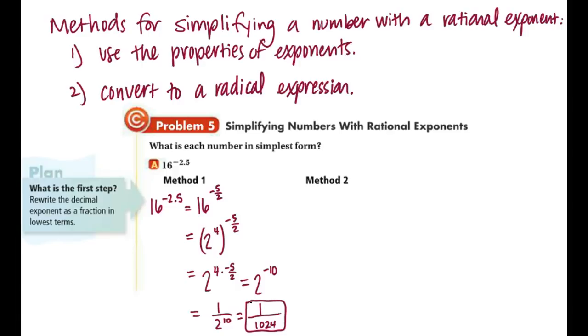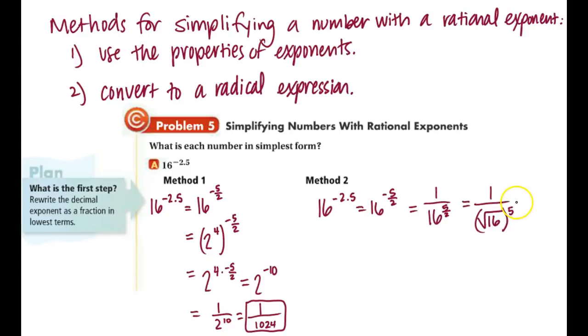Now in method 2, we're going to be changing this into radical form. The beginning is still the same. So we're still writing this as a fraction in lowest terms. And because we have a negative exponent, I'm going to write this as 1 over 16 to the positive 5/2 power. From there, I can change this denominator into the square root of 16 and then raise that to the 5th power. So 1 over the square root of 16, because the denominator was 2, so that means I'm taking the square root and raising that to the 5th power, because that's the top of that fractional exponent.